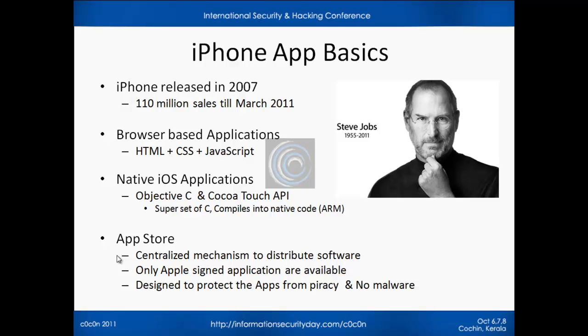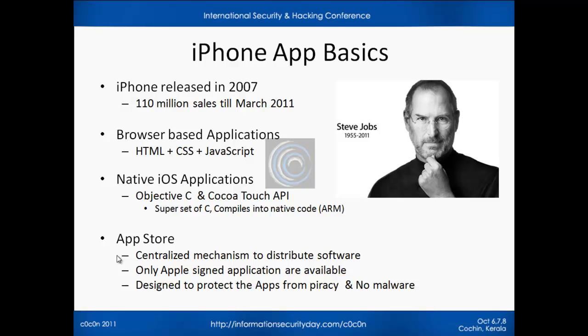iPhone gives a platform for developers to develop two types of applications. One is web-based application, which uses JavaScript, CSS, and HTML5 technologies. And the other one is native iOS applications, which are basically developed using Objective-C and Cocoa Touch API. Objective-C is an extension to C and very old. Because it is an old technology, it is vulnerable to buffer overflows and format string attacks. So Apple decided to add a Cocoa Touch API layer to Objective-C to get rid of all these vulnerabilities.